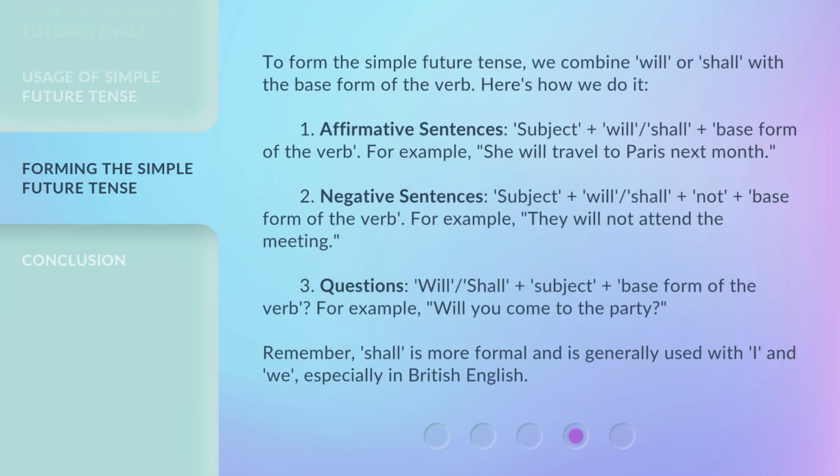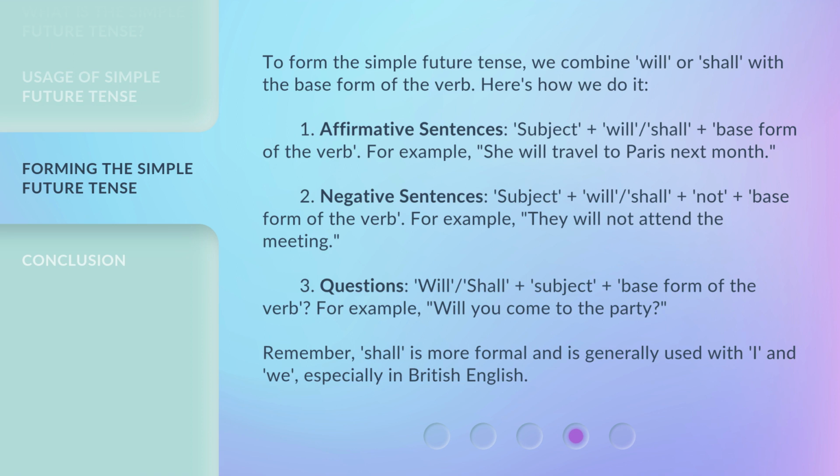To form the simple future tense, we combine will or shall with the base form of the verb. Here's how we do it. 1. Affirmative sentences. Subject plus will, shall plus base form of the verb. For example, she will travel to Paris next month.